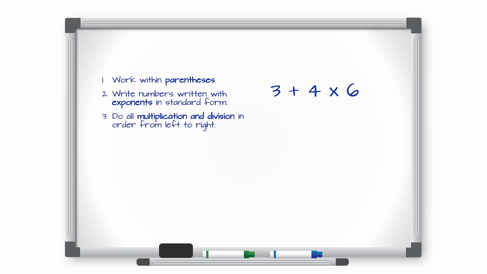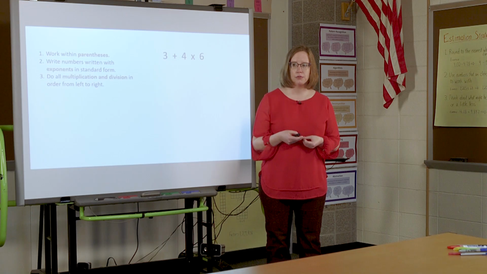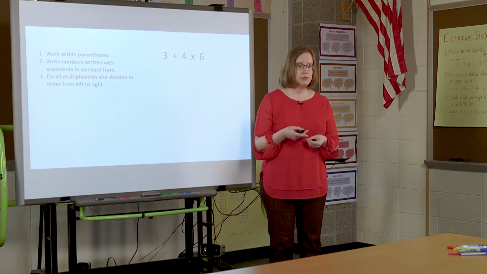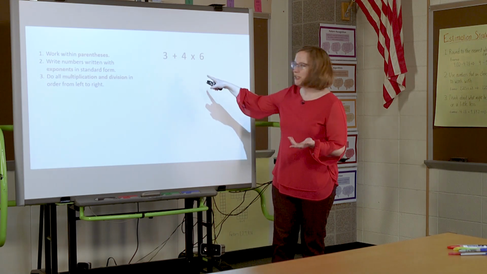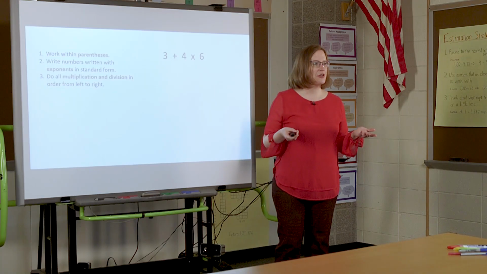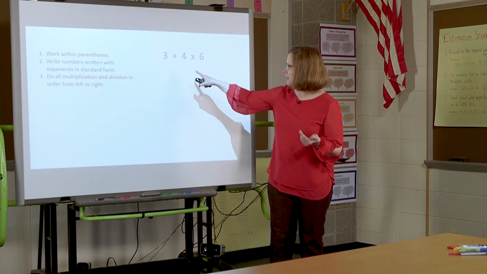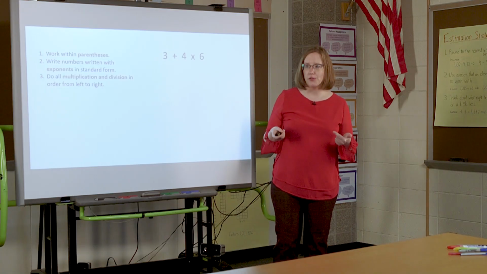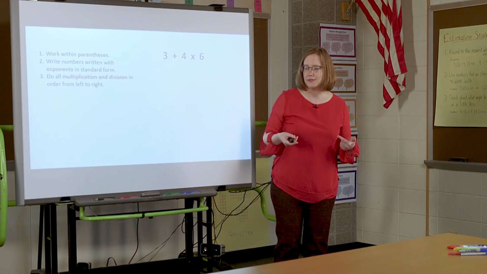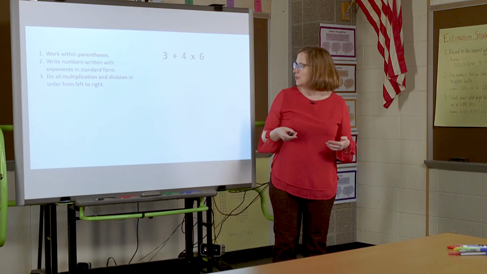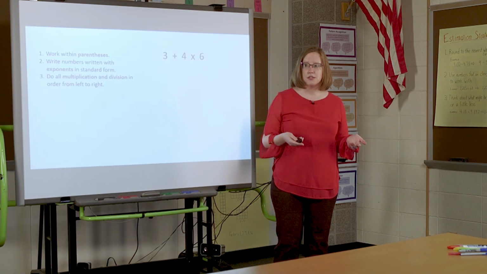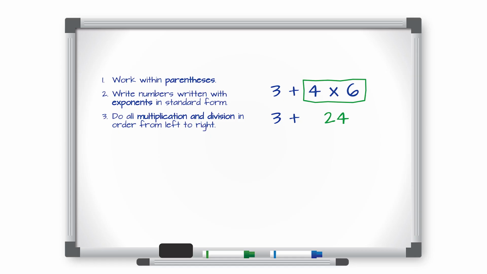The next step says do all multiplication and division in order from left to right. Does this step apply to our expression? Yes. Well, how do you know? How can you tell? Yeah, we see this multiplication sign, right? That tells us that there is multiplication to do. And because it's between this 4 and this 6, we know that those are the numbers we need to multiply in this case. So we can say, okay, we know 4 times 6 is 24, and let's just write that down so we know we've done it.